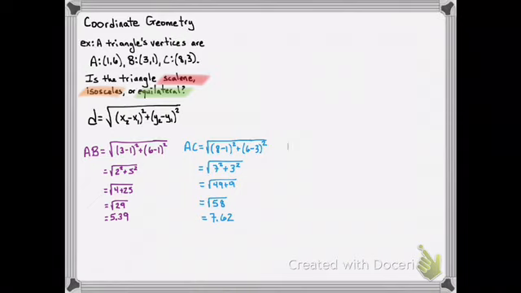We have to find the length of side BC. It still works the exact same way. You're still going to do a square root. You pick your x values, 8 minus 3 squared. Then you do your y values, 3 minus 1 squared.